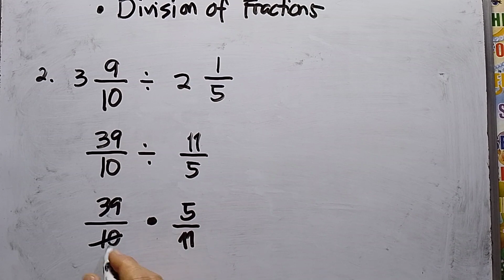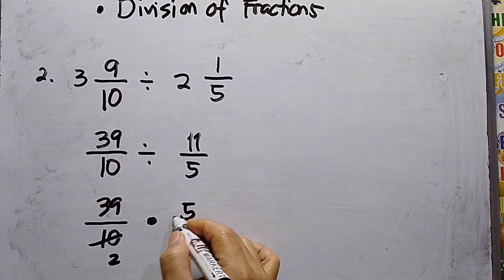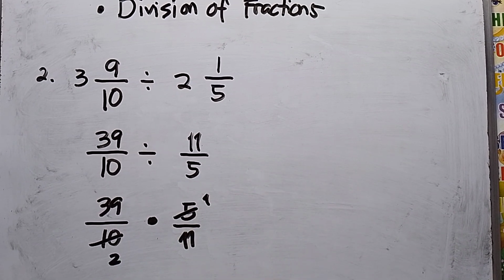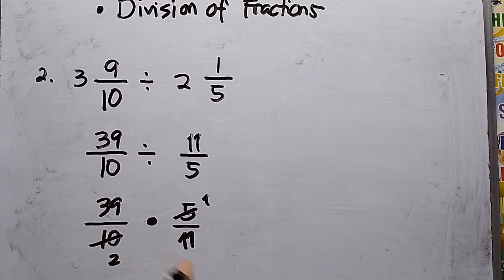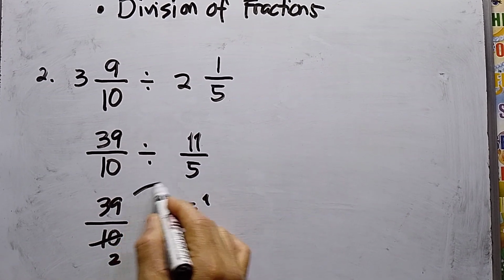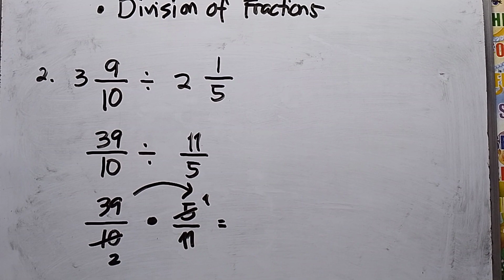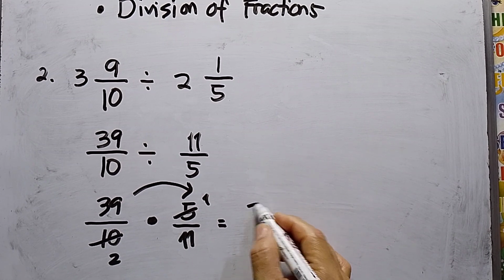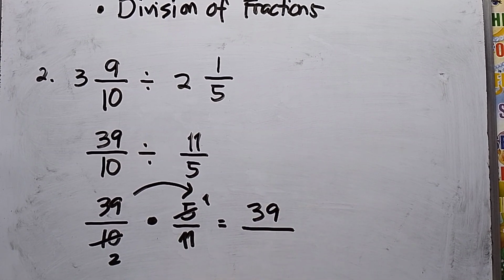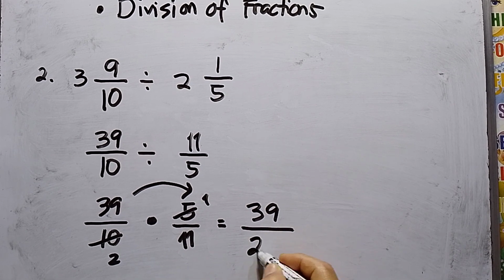So reduce this one by dividing by 5. This is 2. Divide by 5, 1. How about 39? We cannot divide by 39. So we just multiply the numerators. So 39 times 1 is 39 over 2 times 11 is 22.